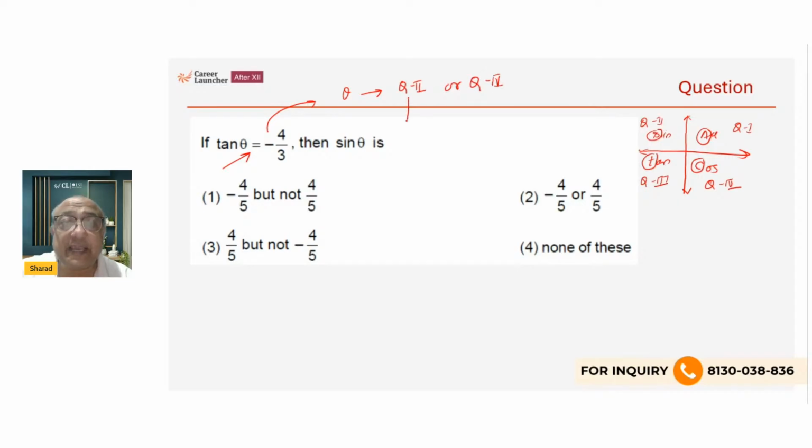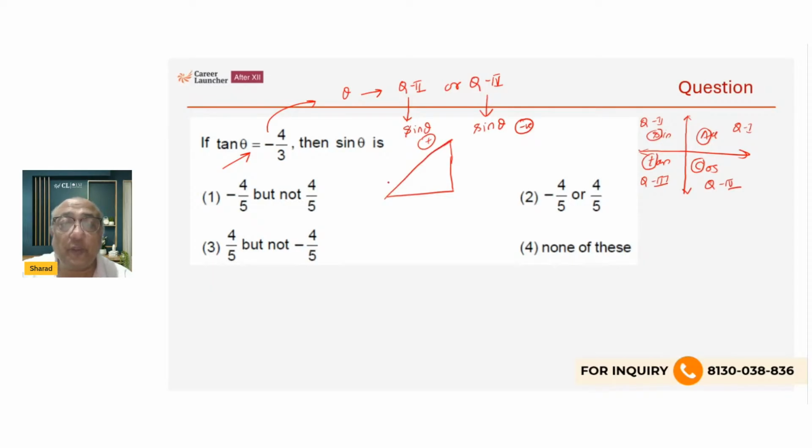If it is in second quadrant, then tan is negative, but sine theta is positive. And if the angle is in quadrant number 4, then sine theta is negative, and here sine theta is positive. So sine theta will take two values, positive as well as negative. Let me again refresh your memory and solve this question with a fast trick.